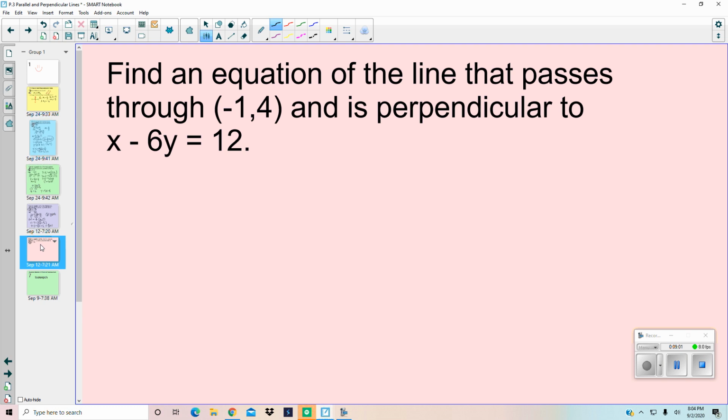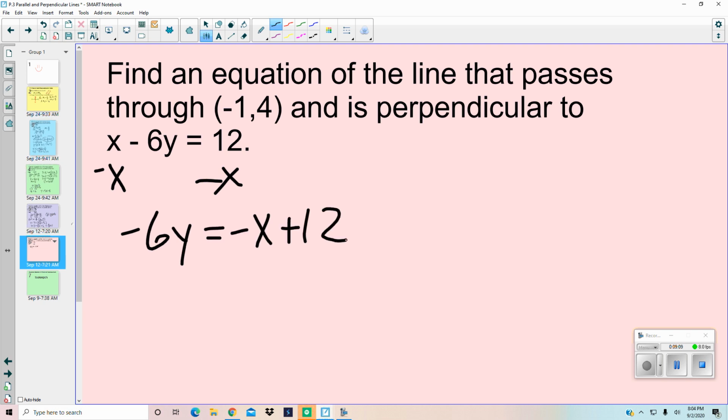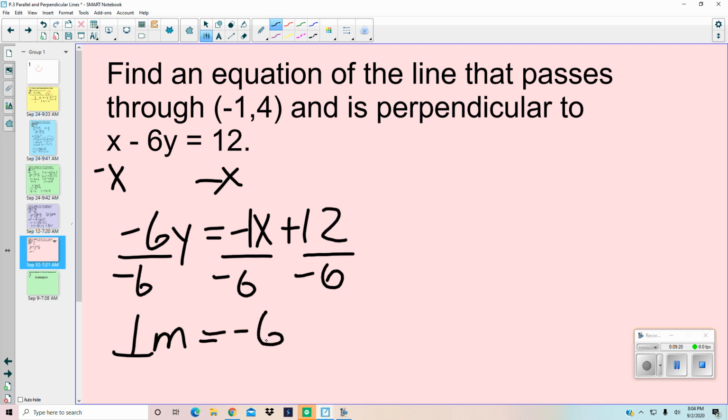Okay, let me just do one more. I'm going to subtract x. I'm going to divide by -6. I get a slope of 1/6, so my perpendicular slope is going to be -6. I'm going to take the point -1, 4, and let me use the other method. Y equals -6x plus b.